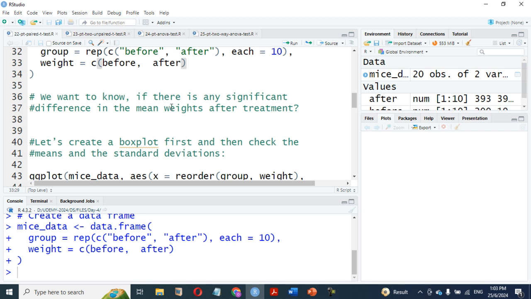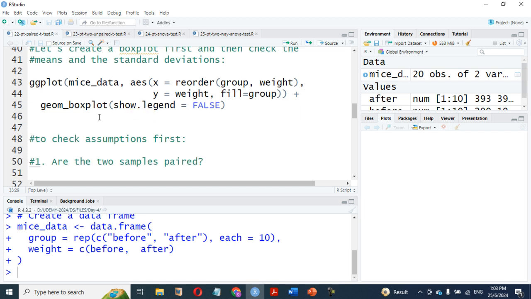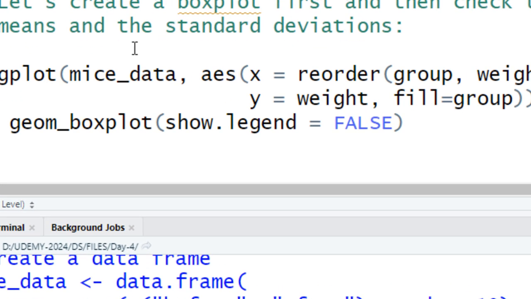All right. So let's create a box plot first, and then check. You may also want to check the mean, if that's required. Be sure to check the mean for each group, right? If you want to, I think we can. Let me see if we can do that.